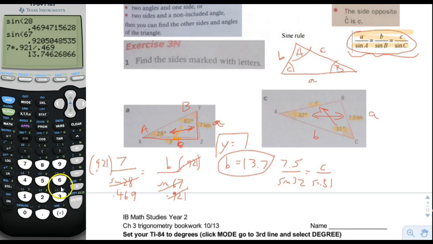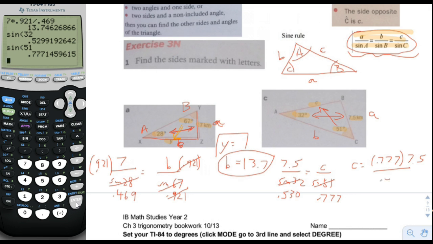Okay, so sine of 32 we put in the calculator, and we get 0.530. And then we have sine of 51, 0.777. Okay, so now we're going to take 0.777, multiply it by both sides, so we'll get 0.777 times 7.5 divided by 0.530. So let's do these multiplications and division. 0.777 times 7.5 divided by 0.530.